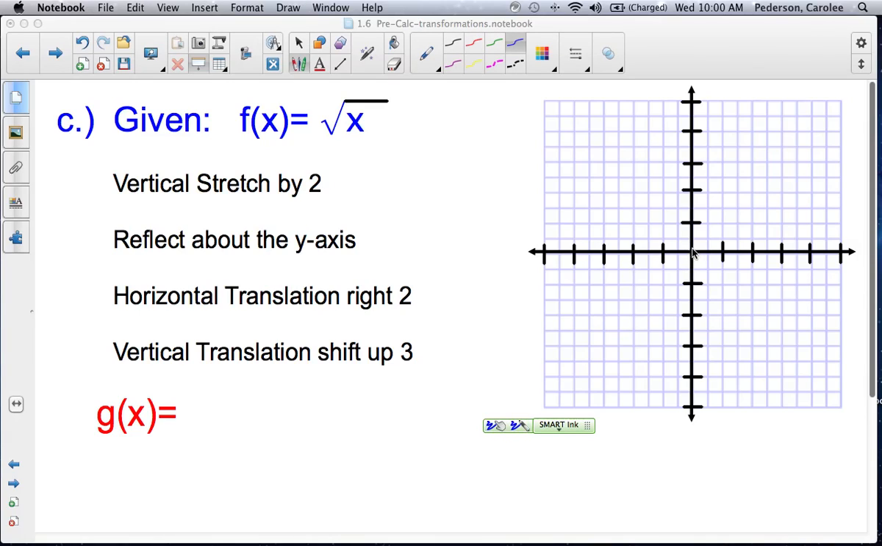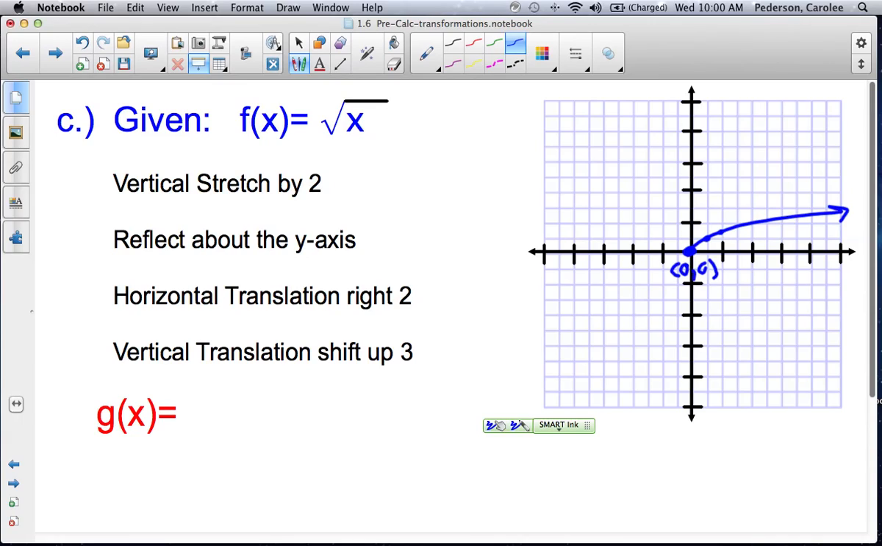So the origin again is my critical point. And then I would square root 1, and I get 1. And then square root of 2 is about 1.4. And that's probably okay there. There is my parent function.